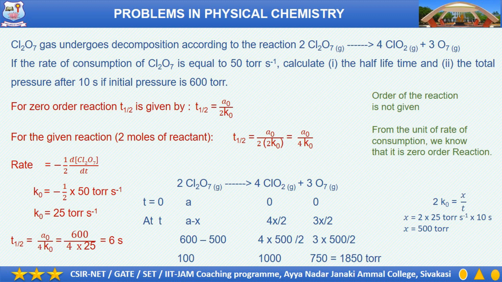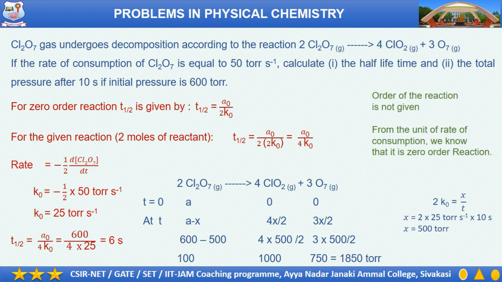And the pressure may be due to Cl2O7, the pressure due to ClO2, and the pressure due to the other product. You have to find out the value of X, then only can you find the pressure due to Cl2O7 at time T, the pressure due to ClO2 at time T, and the pressure due to the other product at time T. The sum of these gives the total pressure after time T, for which we are going to calculate X only.